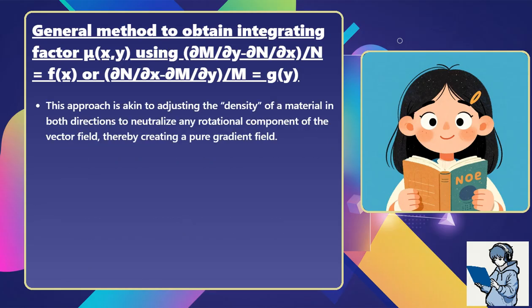This approach is akin to adjusting the density of a material in both directions to neutralize any rotational component of the vector field, thereby creating a pure gradient field.